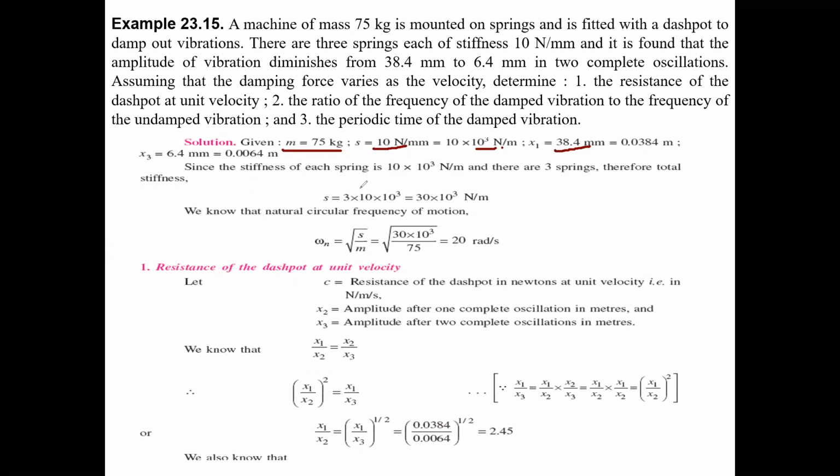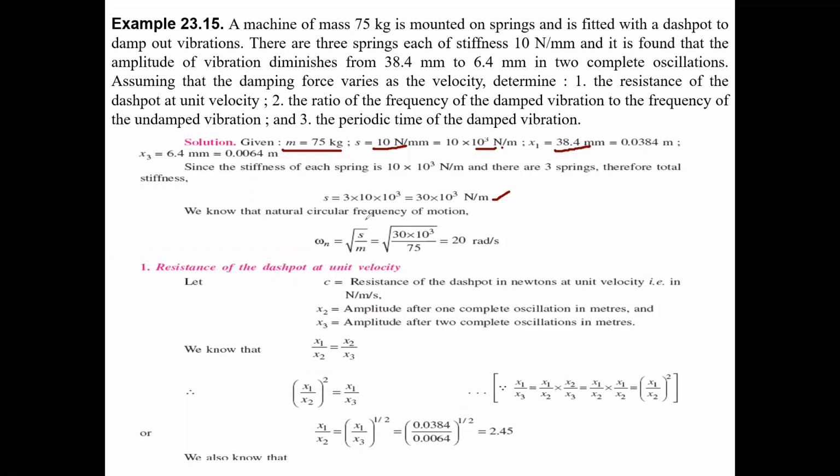Since the stiffness of each spring is 10 into 10 cube, and there are three springs in our system, first we have to find the total stiffness value. So the total stiffness S equals 3 into 10 into 10 cube, that means 30 into 10 cube Newton per meter. So that is the total stiffness of the springs.